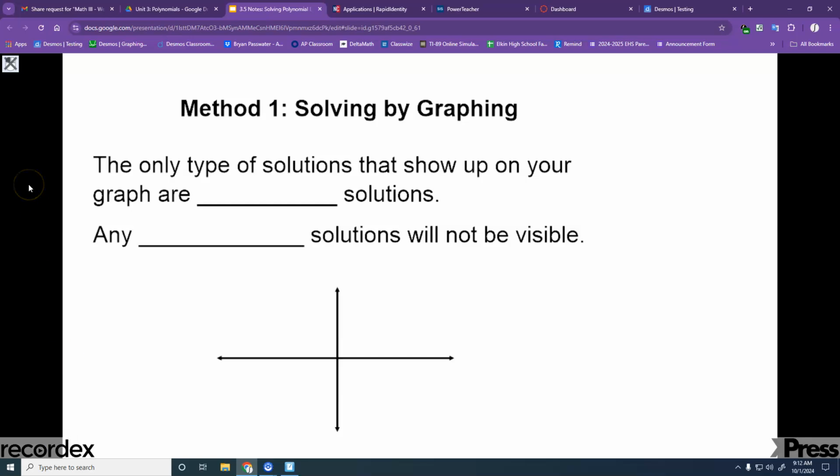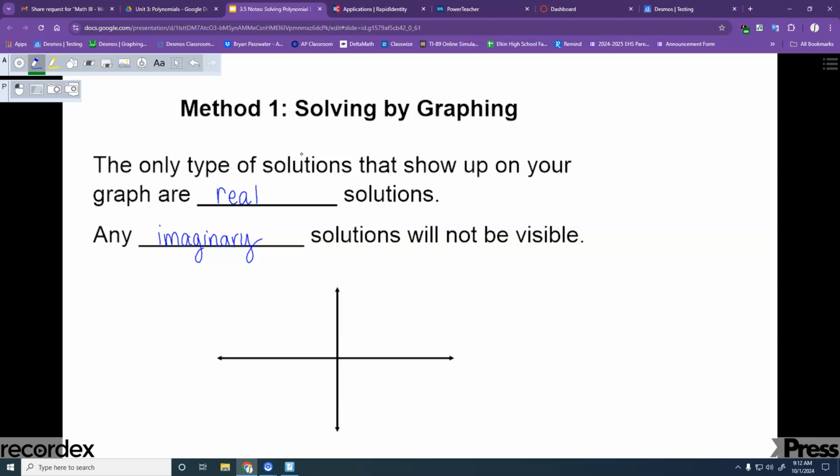Okay. Method 1 is solving by graphing. The only type of solutions that show up on your graph are real solutions. Any imaginary solutions will not be visible. So if it has imaginary, there's going to be more that we have to do. But not all of them have imaginary. Some of them are all real, and we can just graph them.